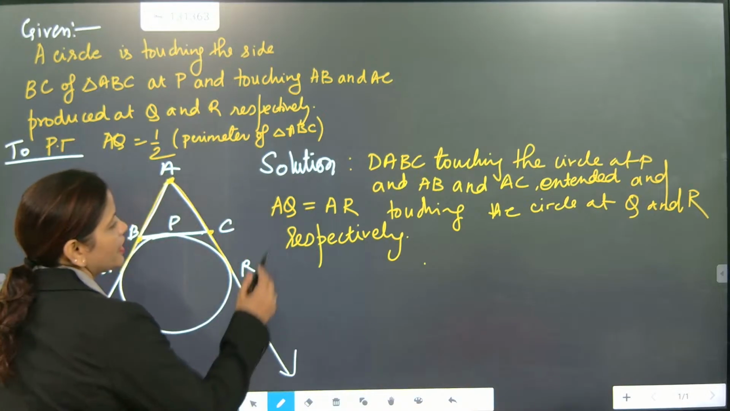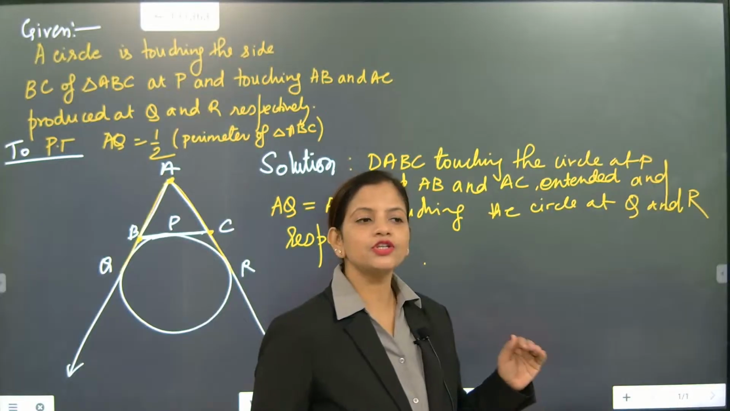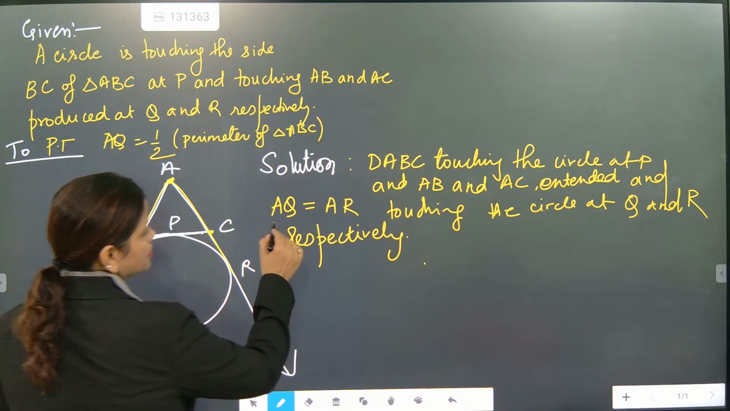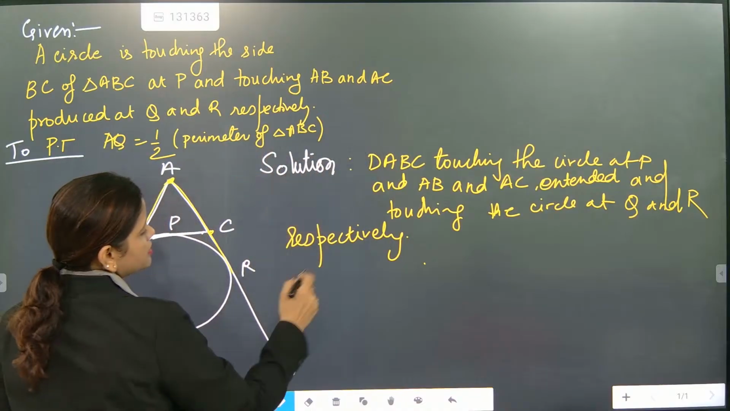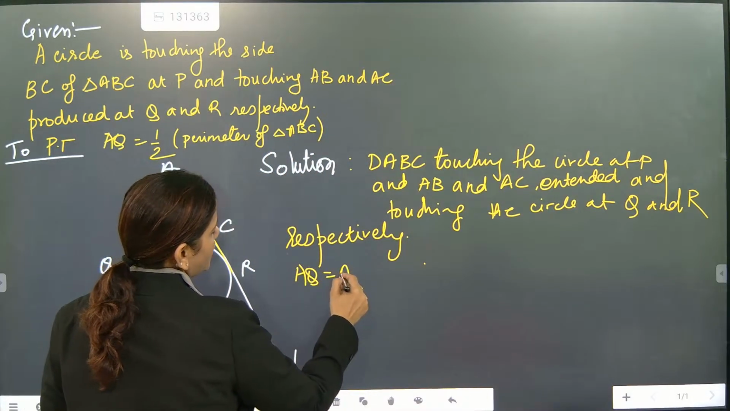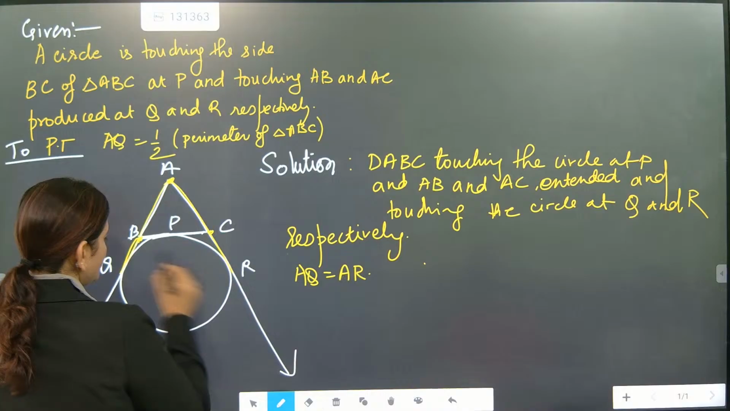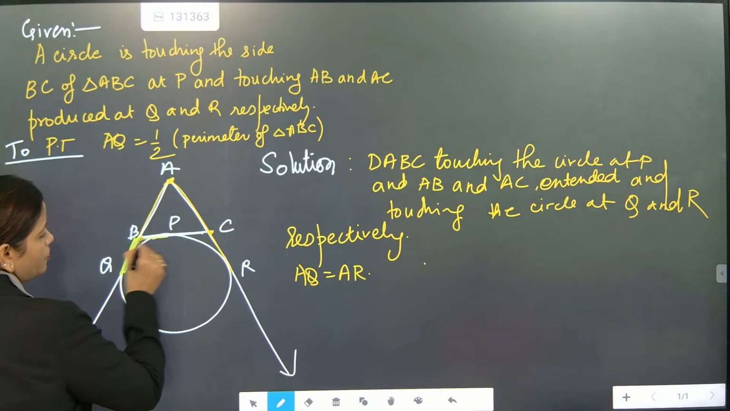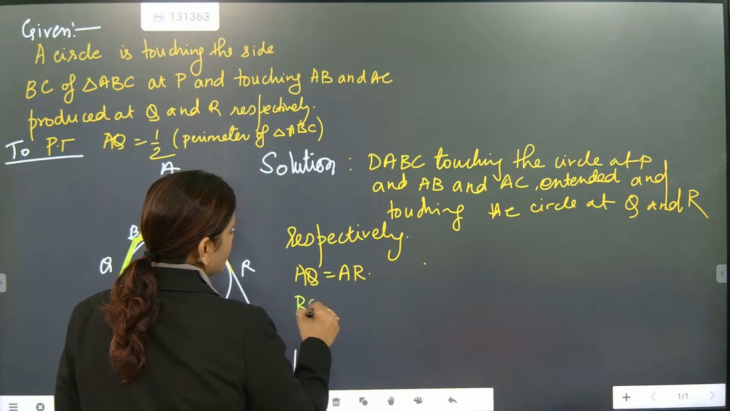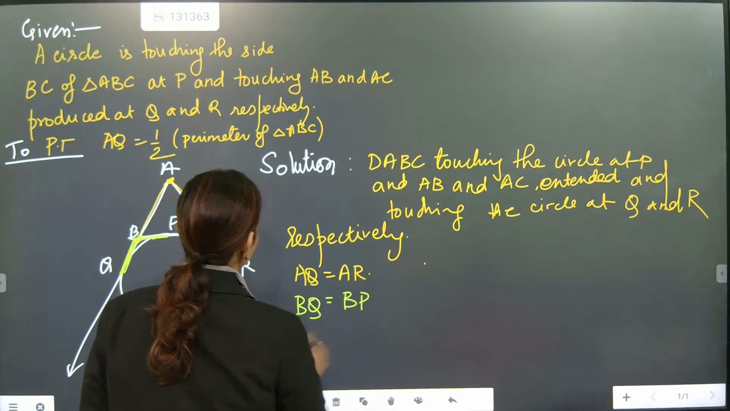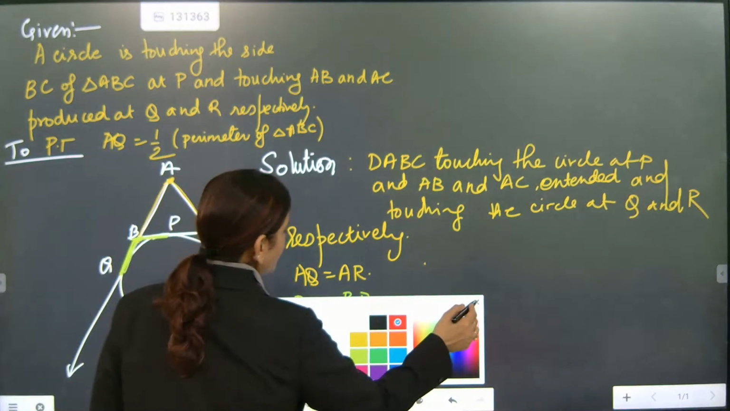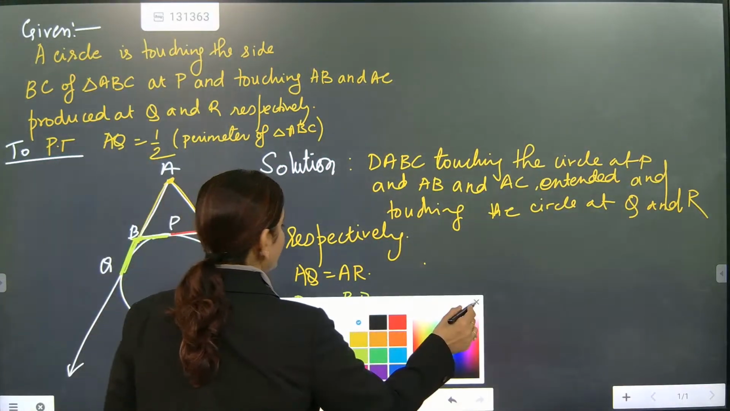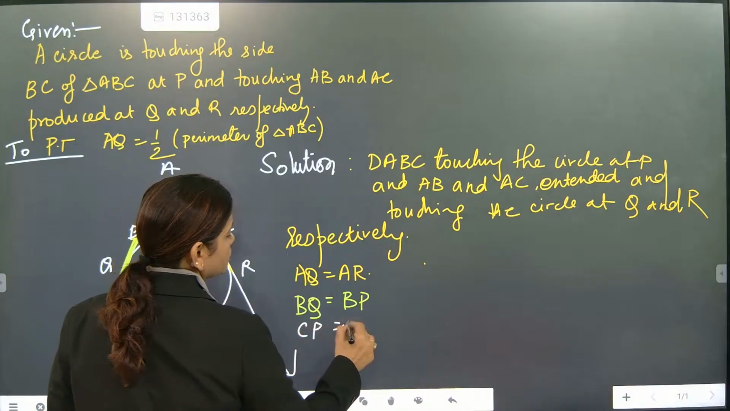Okay, fine. So AQ is touching the circle at Q and R respectively. I hope you have understood this point. Now we are going to write this. AQ is equal to AR. BQ, check this one out. I'm doing it with different colors so that it will become easy for you. BQ is equal to BP. And CP is equal to CR.